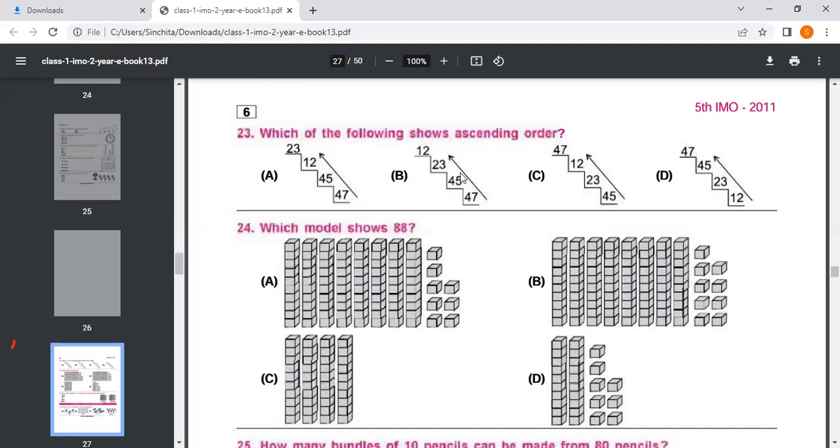It is showing the numbers in the descending order. See the position of the arrow. It's showing from the greatest to the lowest number. Ma'am, number D. Okay, D. Okay, explain me your answer, Vita.